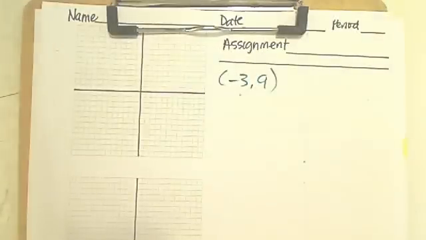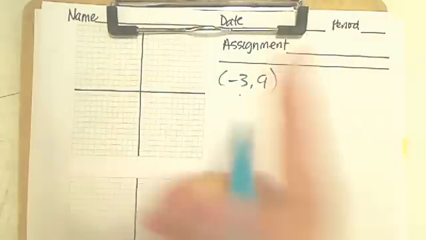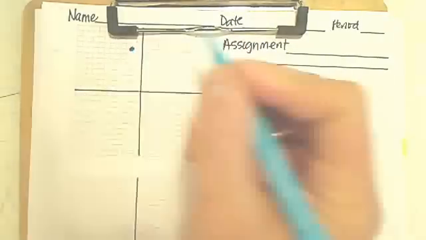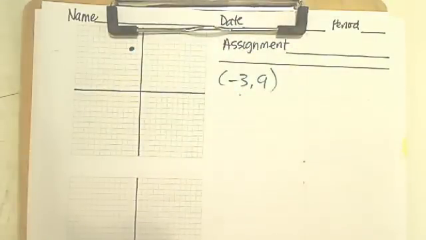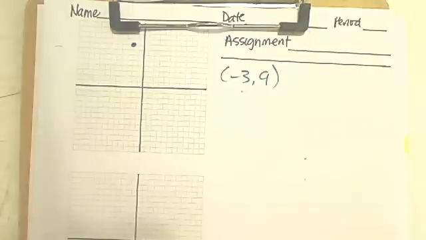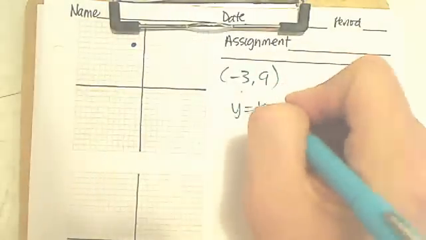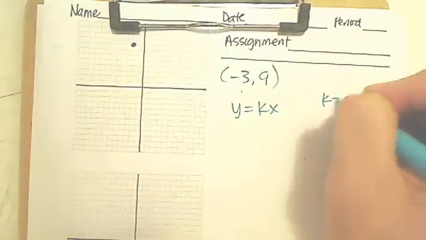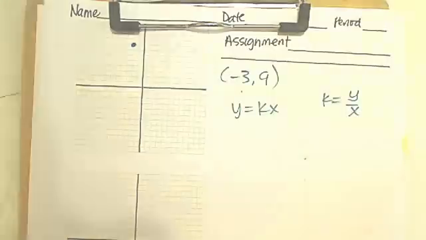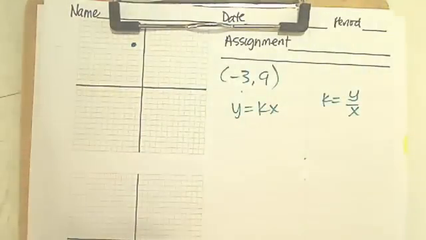On tonight's homework, you'll have 6 graphs, and all you're given is a point. That's it. Let's say you were given negative 3, 9. If you plot the point negative 3, 9, does that tell you anything? No, it tells you nothing. It just tells you there's a dot right there, right? We can use direct variation to tell us what the equation is and how to graph it. You can either use y equals kx or k equals y over x. This is the slope. This is the equation.